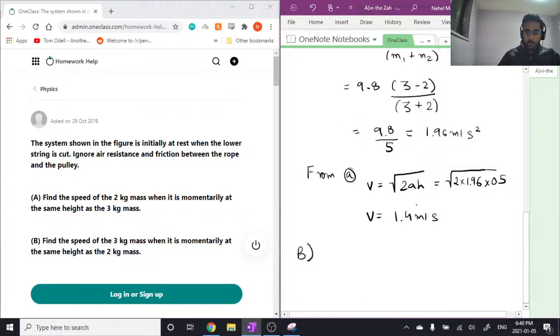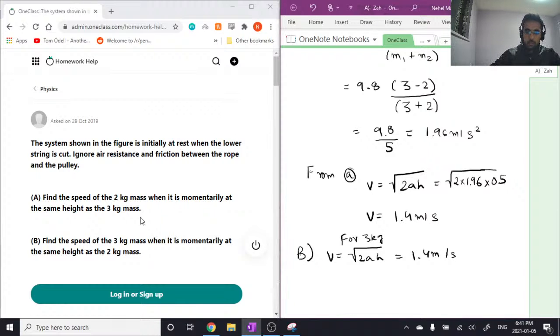But if you were to do it the other way, which is through the equations of motion, you would notice that the equation of motion would be the exact same, which is v equal to the square root of 2ah, even for the 2 kg, even for the 3 kg block. So for 3 kg, the equation is the square root of 2ah equals v, and it's independent of mass. There is no mass involved. Therefore, this is also equal to 1.4 meters per second.